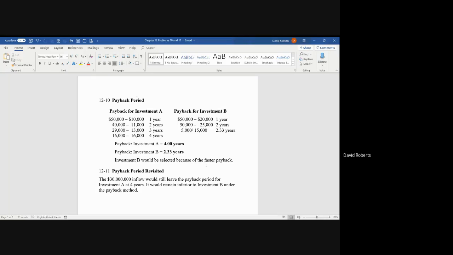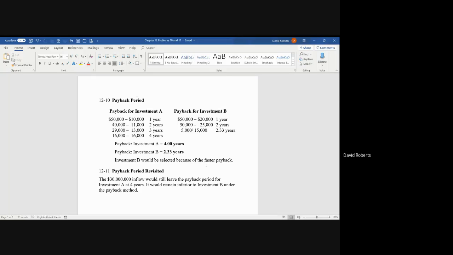So you can see in problem 12-10 that a $50,000 investment with a cash flow of $10,000 back in year one will leave you $40,000 short. Year two, you get 11,000. Year three, you get 13, and year four, you get 16. So you get exactly your $50,000 back in 4 years. The payback period is 4 years.